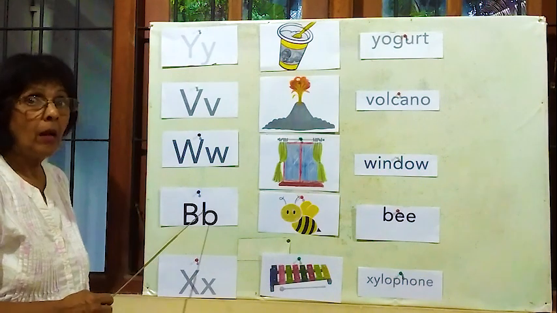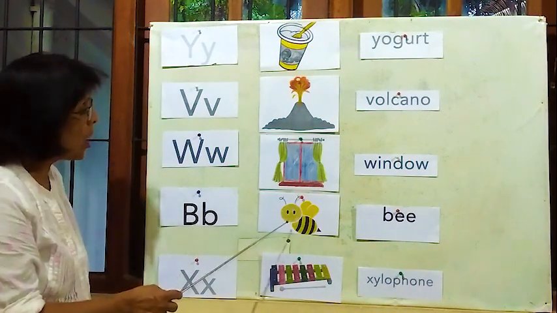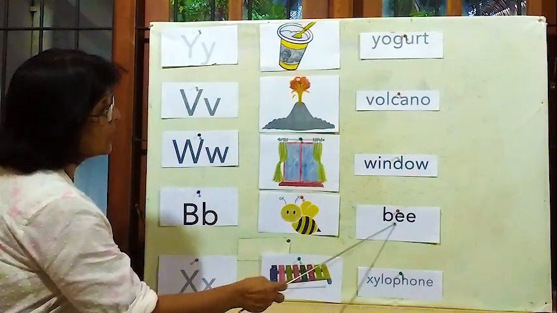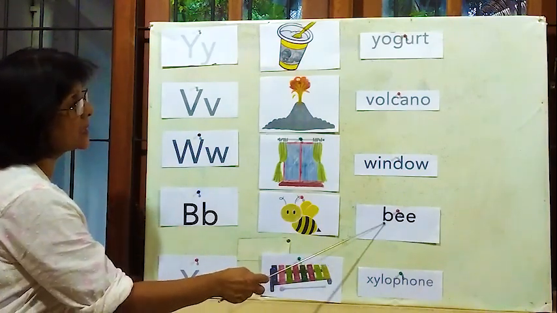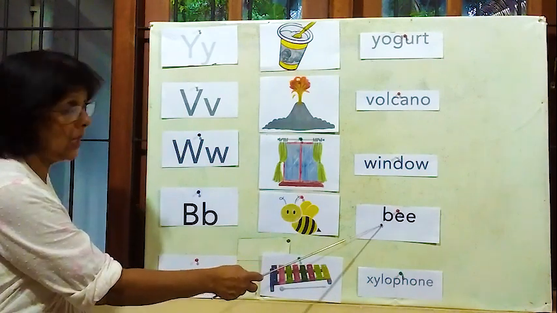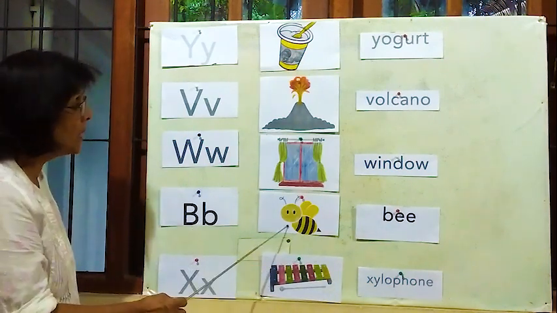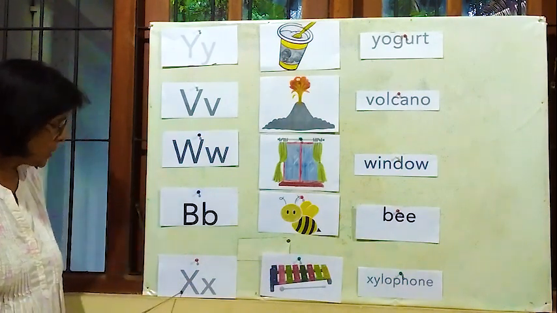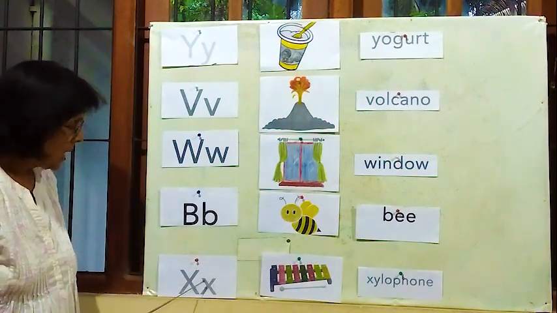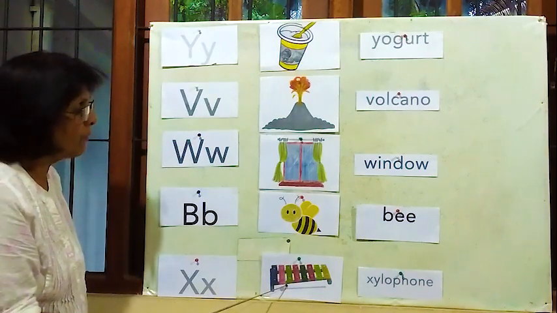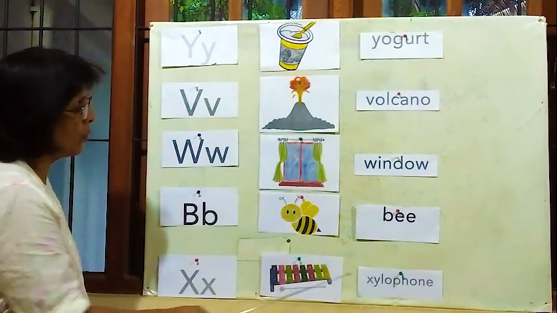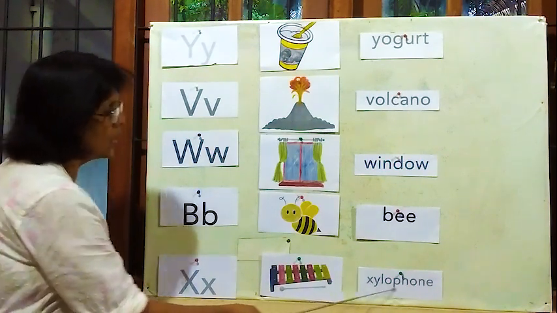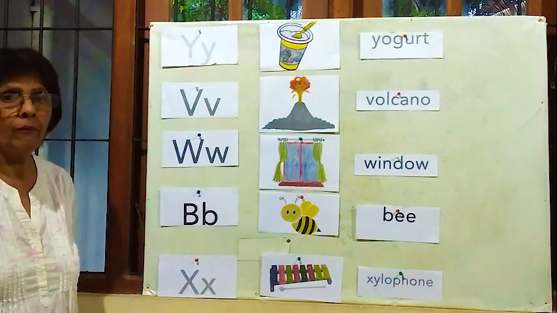What's the letter? B. B for B. Here, the word B. The first letter here, B. B for B. And the word B. Now the last one, X. X love 4. Here the first letter is X and the word here X love 4.